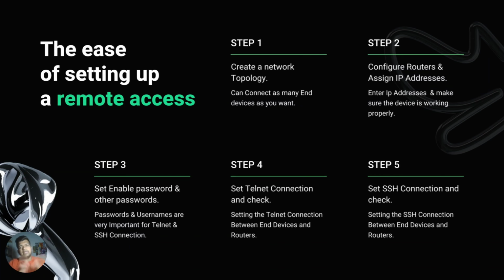Now, let us see how we are going to move ahead in the practical. Firstly, we are going to create a network topology in the Cisco Packet Tracer. Secondly, we are going to configure routers and assign IP addresses to the devices, which is a common practice. Then we are going to enable passwords and usernames for Telnet and SSH respectively. Step 4 is that we are going to first establish a Telnet connection, and then establish an SSH connection. Let us begin the practical.